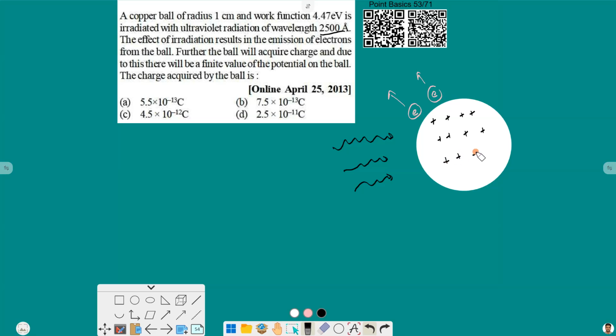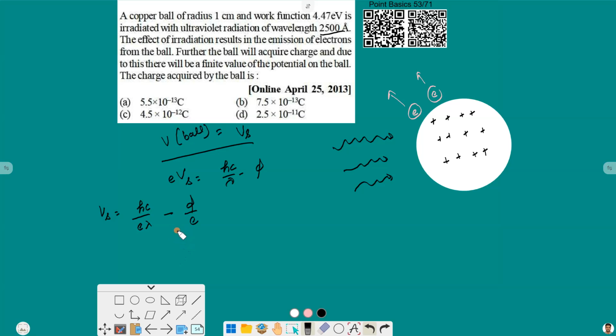Now there will be a scenario where this positive charge reaches a certain value that it will not allow electrons to go outside. For that scenario, the potential acquired by the ball will be equal to the stopping potential. So that is the basic key concept here. For that, we have E times Vs is equal to hc by lambda minus phi. That is the basic equation we have. And from this, stopping potential can be calculated as hc by E lambda minus phi by E.